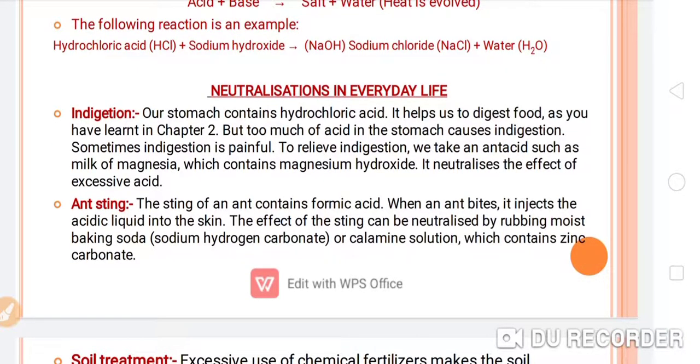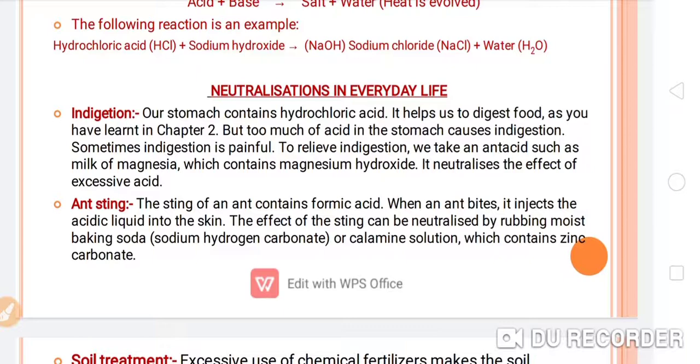Now next, neutralization in everyday life. Number first, indigestion. Our stomach contains hydrochloric acid. It helps us to digest food, as you have learnt in chapter 2. But too much acid in the stomach causes indigestion. Sometimes indigestion is painful. To relieve indigestion, we take an antacid such as milk of magnesia, which contains magnesium hydroxide.